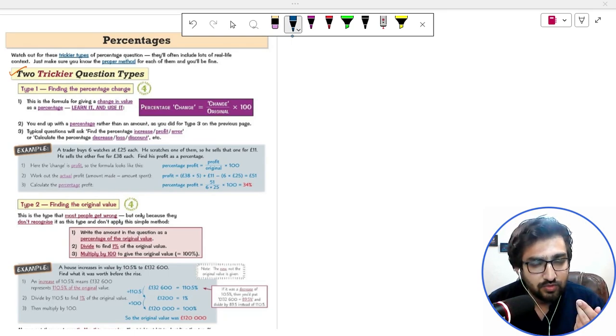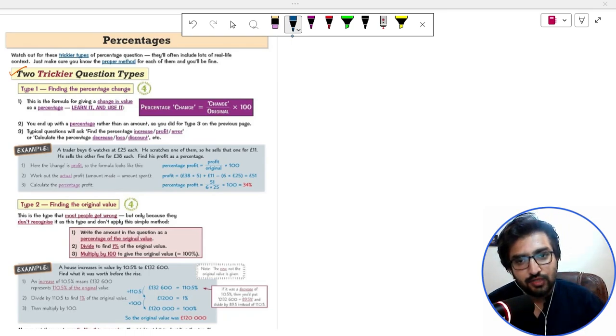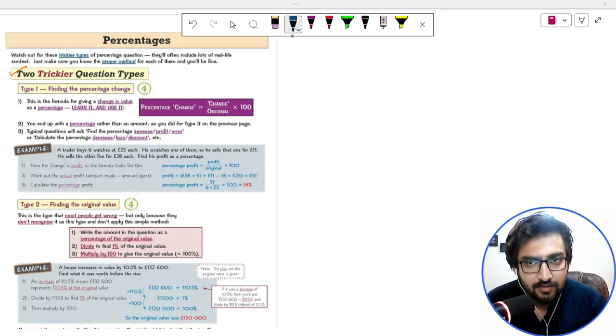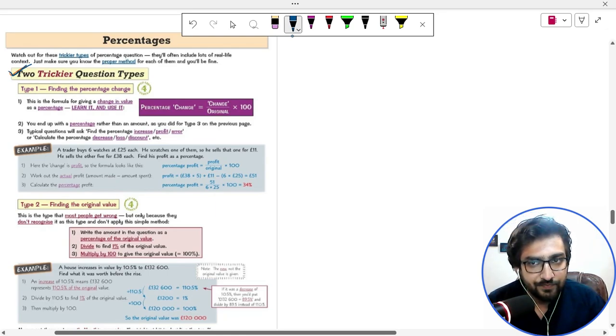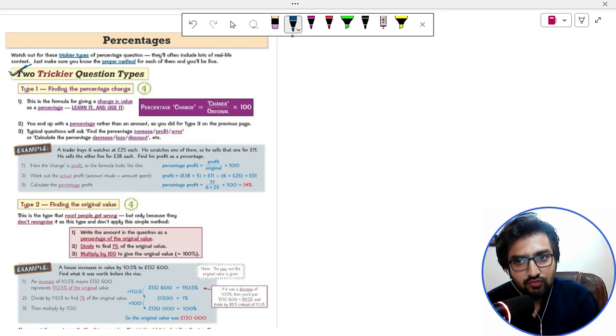Another concept was the increase and decrease thing. For example, if a stock price increases by 10%, or a house price increases by 20%, how you will calculate it, I explained in the previous lesson. So in today's lesson, we will do two trickier questions, and let me explain how to do type 1, finding the percentage change.